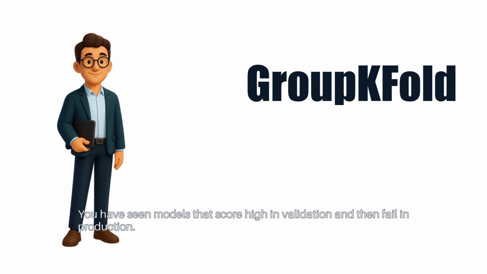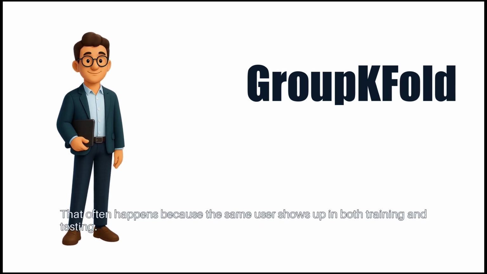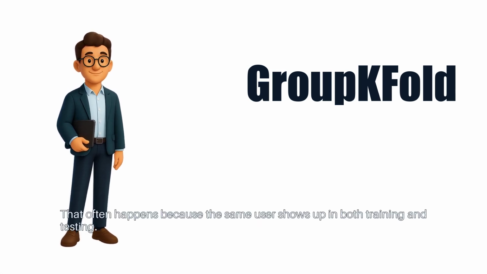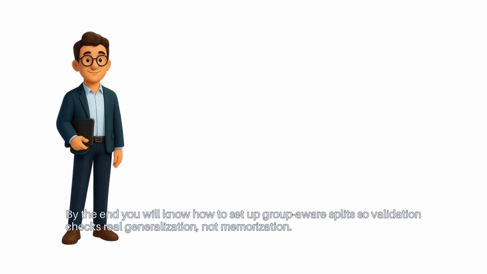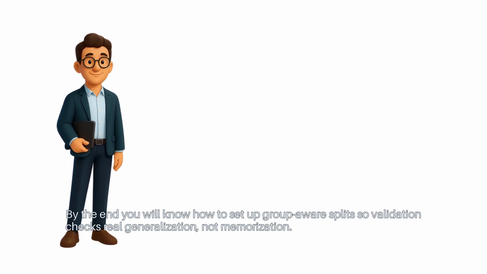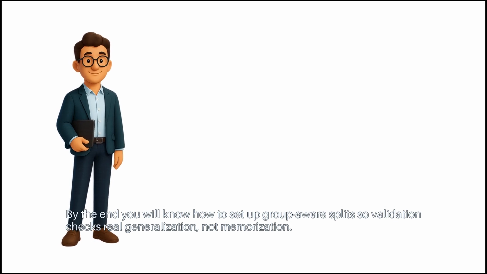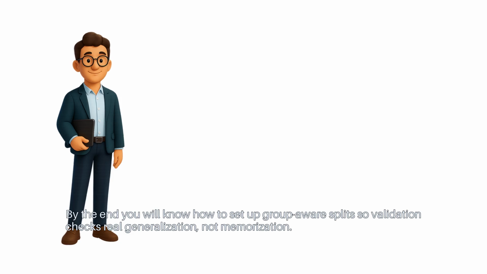You have seen models that score high in validation and then fail in production. That often happens because the same user shows up in both training and testing. By the end, you will know how to set up group-aware splits so validation checks real generalization, not memorization.